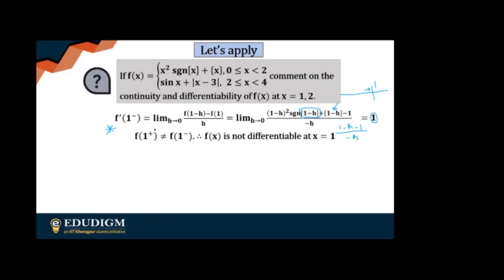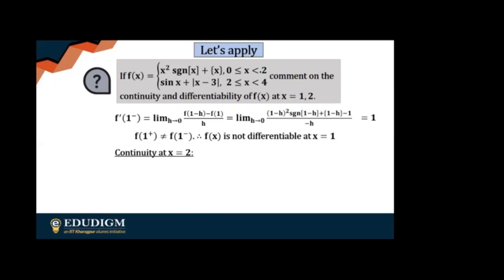So this is very, very important. At x equals 1, we have seen that the function is continuous but not differentiable. And this also assures you that if a function is continuous at a certain point, there is no assurance that it's going to be differentiable. So I hope the continuity and differentiability at x equals 1 is clear. Now we are going to go ahead and see how x equals 2 will look.